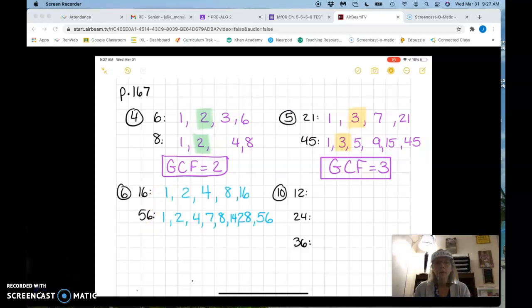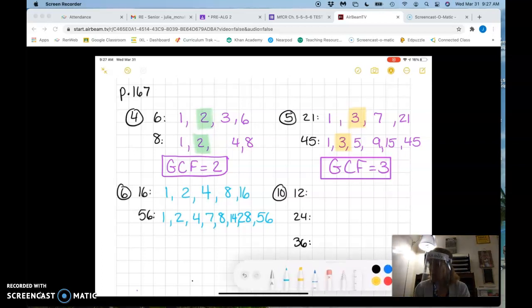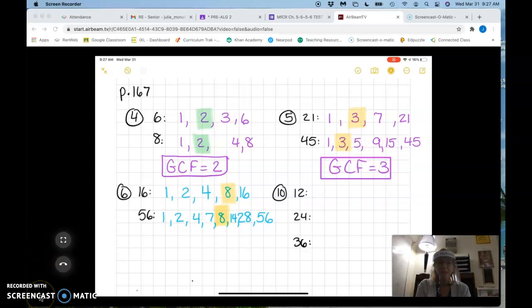Okay, so here's our factors for 16 and 56, and we did use our calculator a little bit on 56 because there's a lot of them for that one. So now what is the greatest common factor that they both share? 8. Good. I was actually going to say 4, but you saw 8, so that's awesome. Good job, Braden.